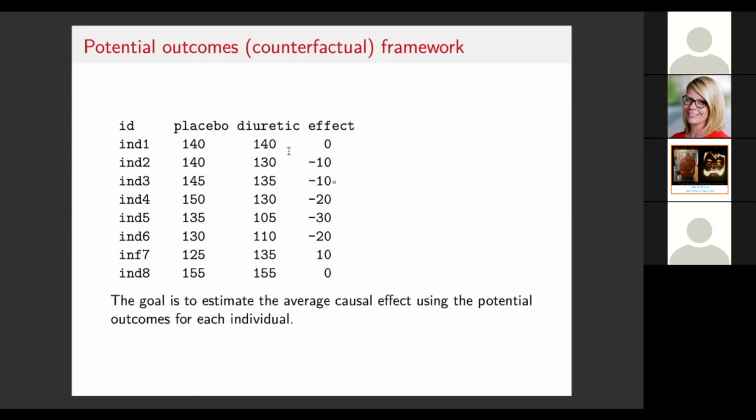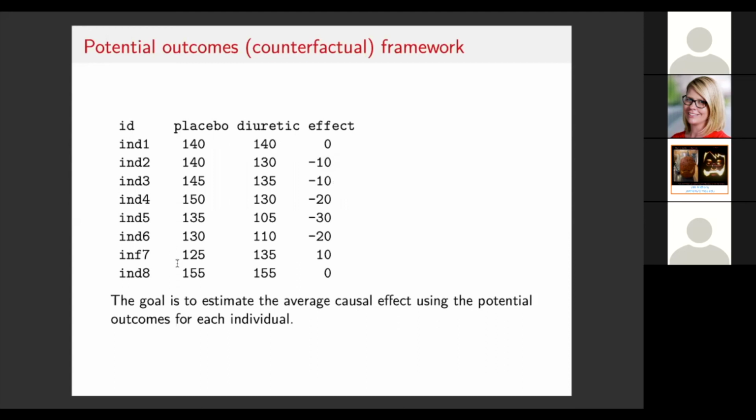So in the counterfactual framework, or potential outcomes framework, every person has two numbers associated with them. There is one number corresponding to what would have happened if you had just given them a placebo, nothing basically, versus what would happen if you give them a diuretic. And the difference between the two is the effect, or the causal effect, of that drug.